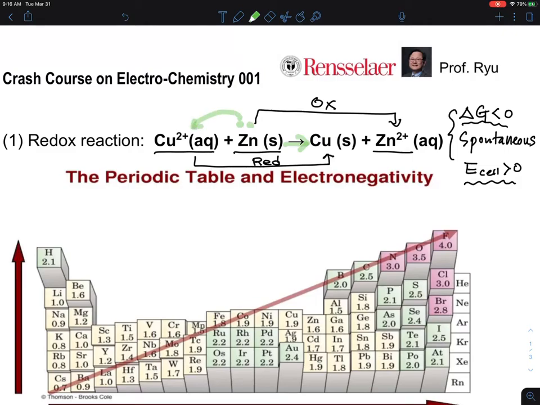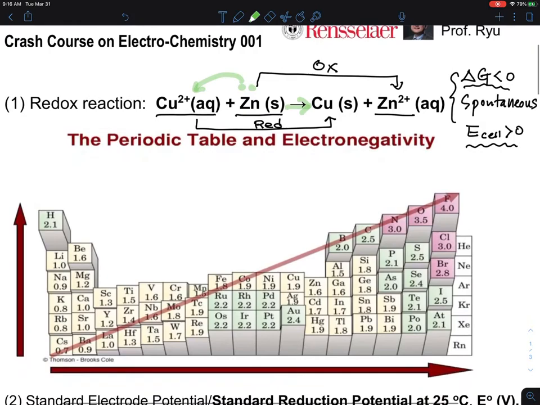These are essentially stolen by the copper, and you can get the clue from electronegativity. So let's have a look at the zinc here. Zinc is 1.6 electronegativity. Where's the copper? Copper is 1.9. So which one is more electronegative? Copper is more electronegative. Therefore, copper would like to steal the electron from the zinc, and that's why it is showing in this fashion.